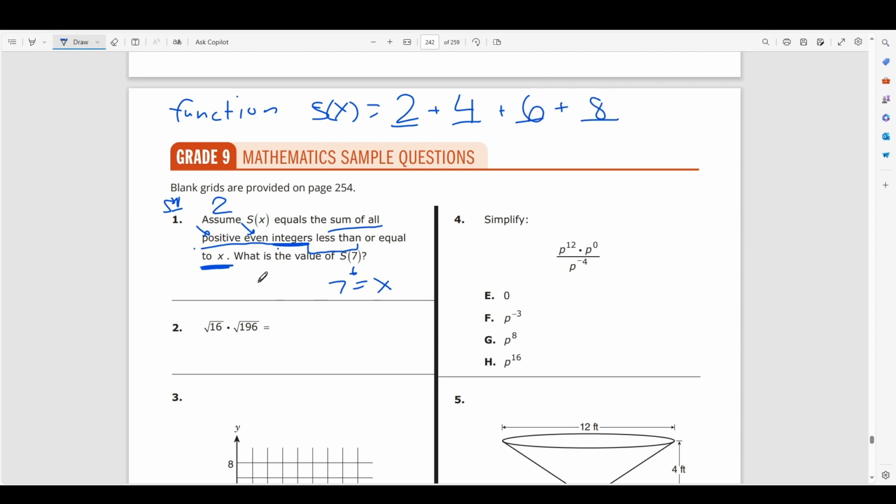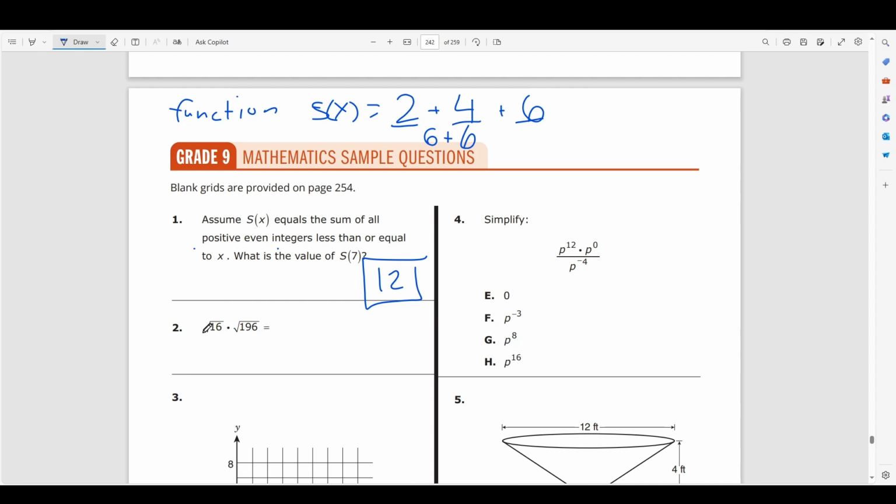But look, it says that it has to be the sum of all positive even integers that are less than or equal to x. 8 is greater than 7, so we cannot include 8 in our summation. All we had to do here was recognize what a positive even integer is and what a sum was. And now the answer to our question is going to be 2 plus 4 plus 6, which is just equal to 6 plus 6, which is equal to 12.